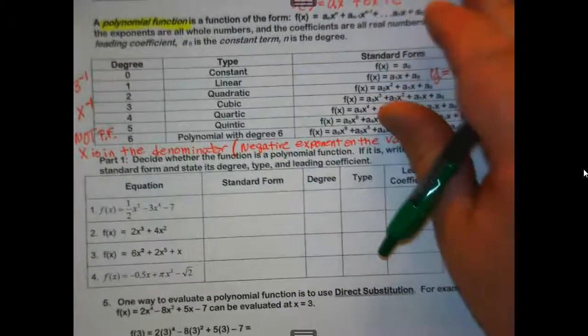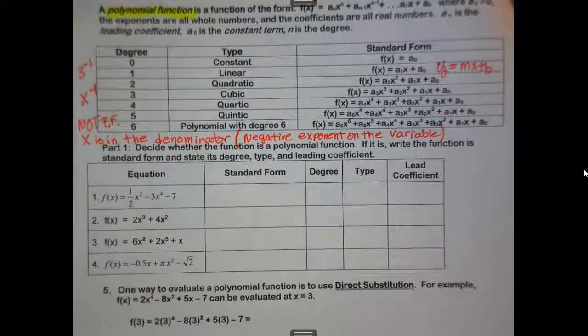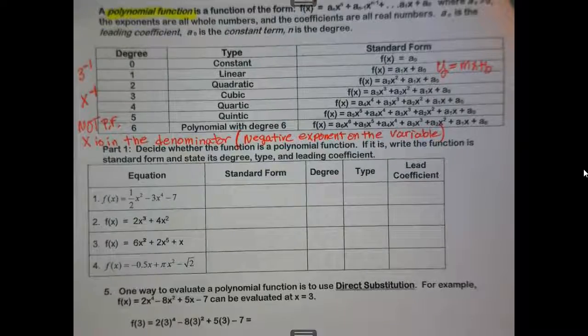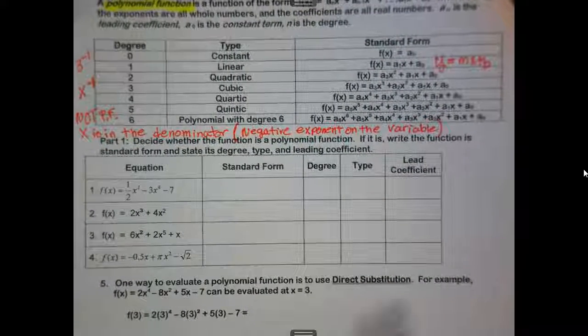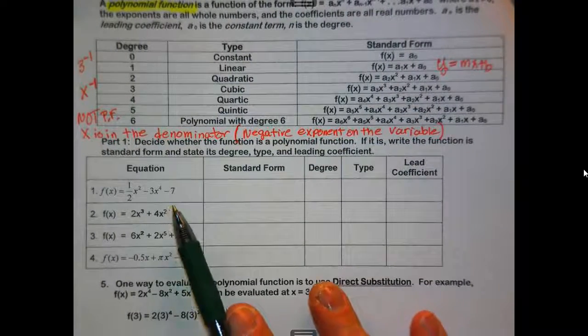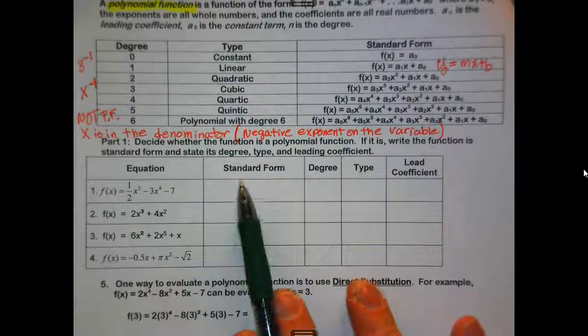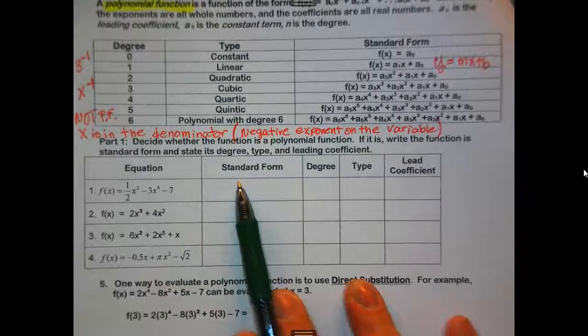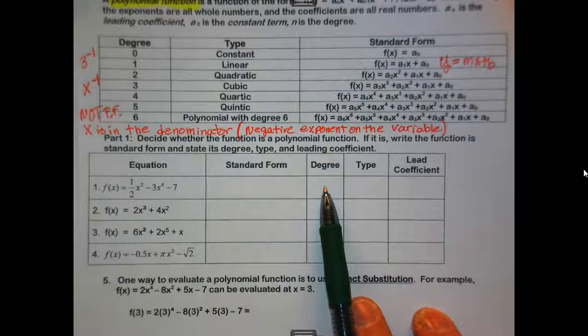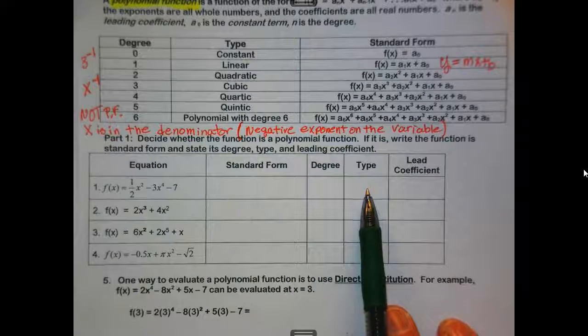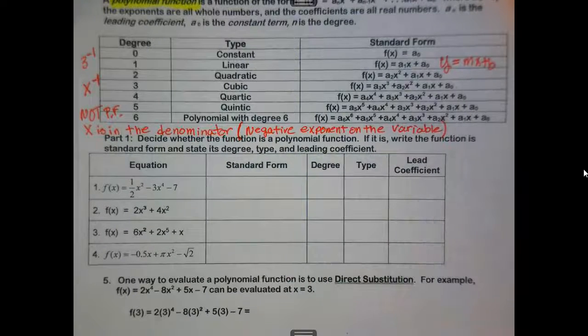Okay, let's look at part 1 here. We have some polynomial functions, maybe. If they are polynomial functions, we're supposed to put it in standard form, from highest degree to lowest degree. Then we're supposed to figure out what degree it is, the type, and then the leading coefficient.